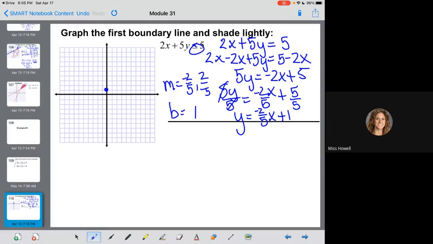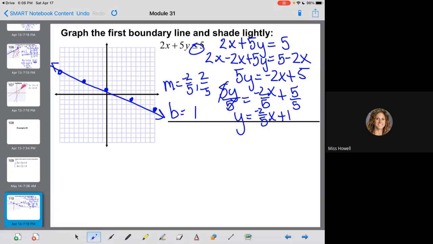So rise up, or sorry, drop 2, run out 5. Drop 2, run out 5. Or up 2 to the left 5. Up 2 to the left 5. All right. Now we can connect with our solid line.